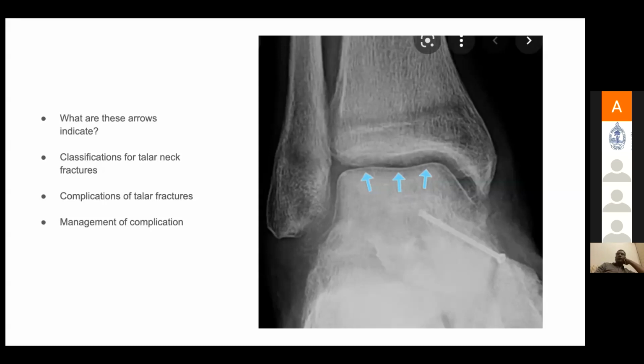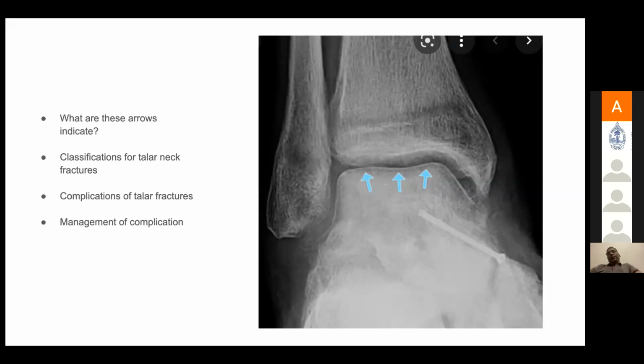Type 1. Canal. So type 1 is an undisplaced fracture. Always can say type 1 is an undisplaced fracture.